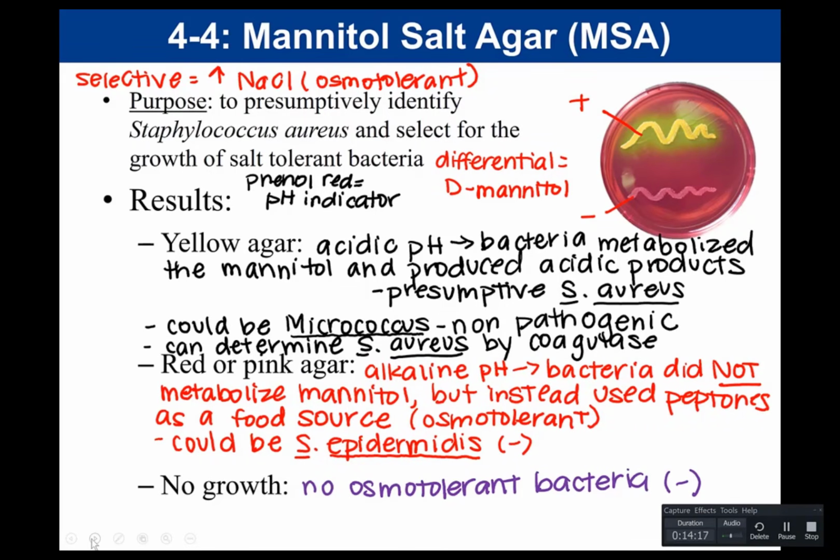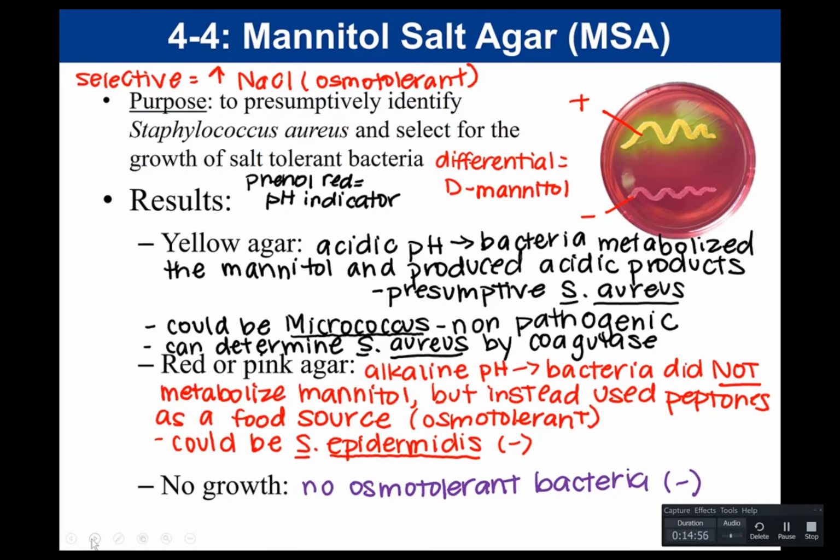So again, if we see growth on MSA, growth at all tells us osmotolerant. So any growth that's on the plate is going to be our osmotolerant. Again, selective ingredients would be our sodium chloride. We're selecting for osmotolerant bacteria. Differential is going to be our D-mannitol because again, Staph aureus will ferment it. Staph epidermidis does not. We have our phenol red, which is our pH indicator. So you want to understand what these different colors tell you.